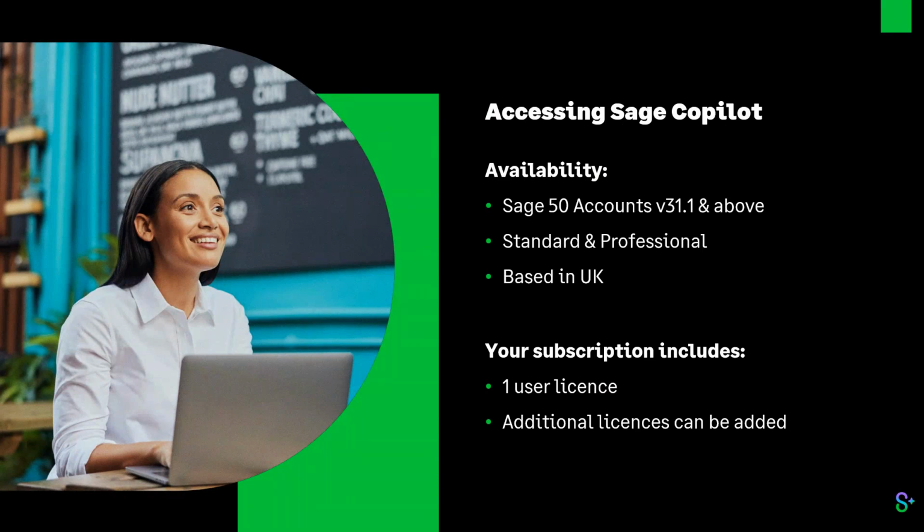Now, if you're not sure about your version, within your software you just go to Help and then About. You'll have your version number, top left corner. It should begin 31.1 or possibly higher. So we're up to version 33 now. So you need to be on Sage 50 Accounts version 31.1 or above. Obviously, if you are on version 33, you'll get all of the features that I'm talking about today.